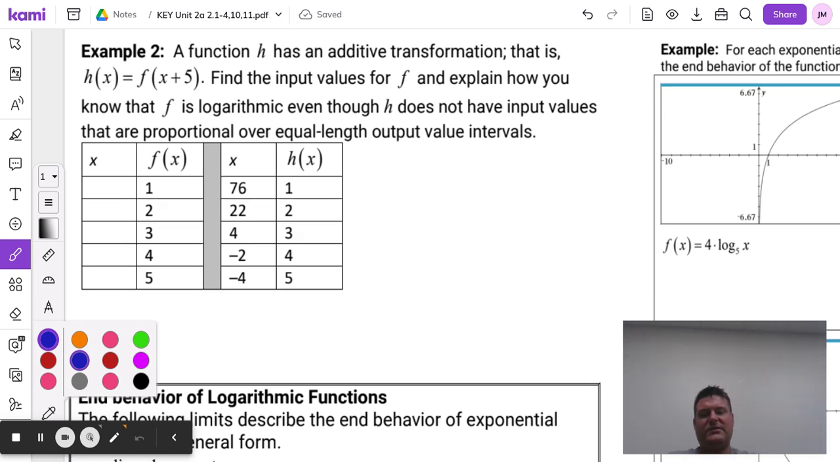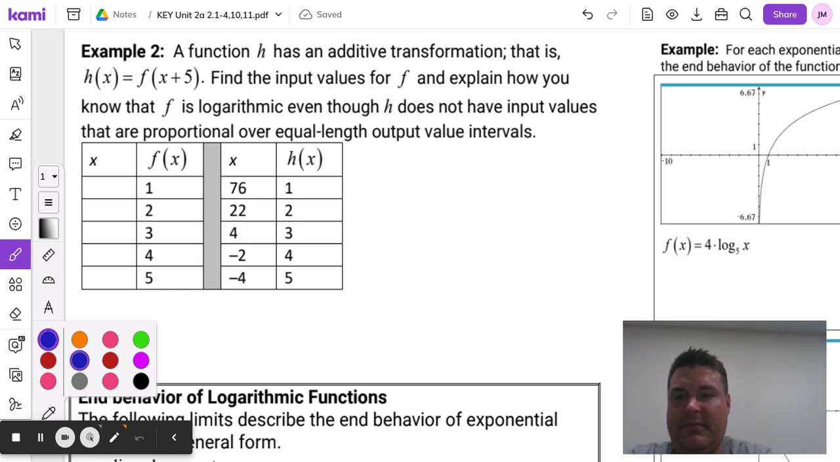Okay, example 2, and this will come into play a little bit when I get to the bottom examples right here, because there's a tricky one. This one does have a transformation. This tells me that our transformation here is that we went left 5. So it's a horizontal translation by -5. We're going to find the input values for f and explain how I know it's a log, even though the h does not have the input values that are proportional over equal lengths.